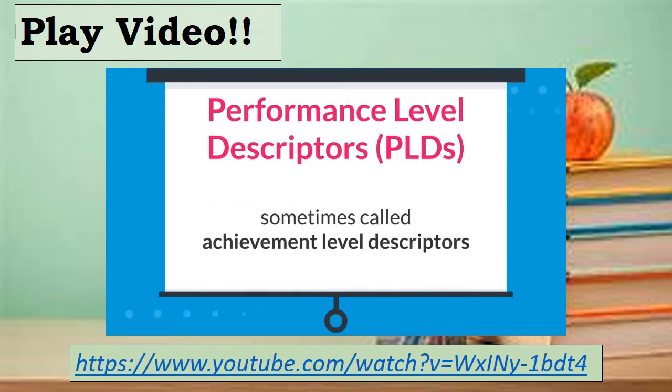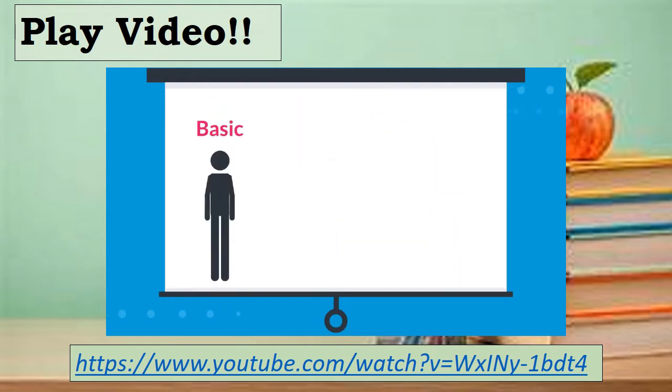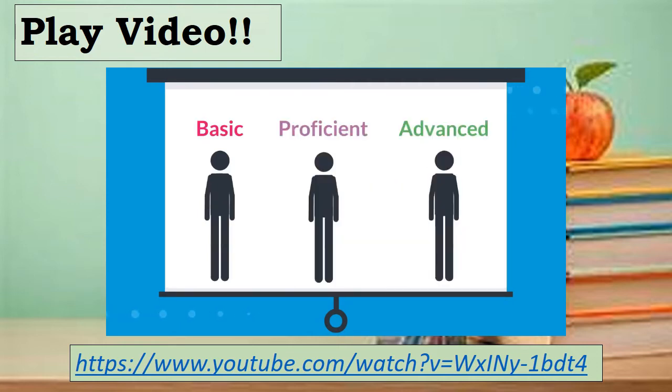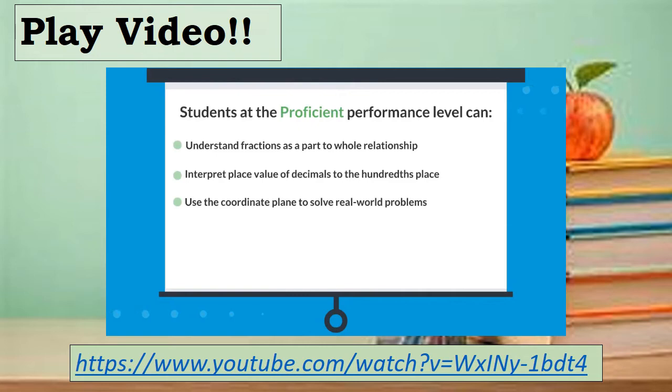PLDs, sometimes called achievement level descriptors, describe what students in a particular performance level are expected to know and be able to do, and are often phrased in relation to grade level standards. For example, a PLD for the basic performance level might say that a student has not met grade level standards, whereas a PLD for advanced might say that a student has exceeded grade level standards. Sometimes, the PLDs provide details about the skills within standards that students should know.